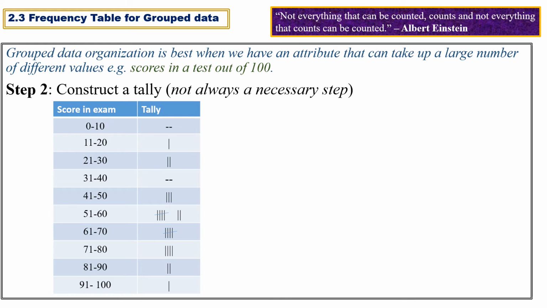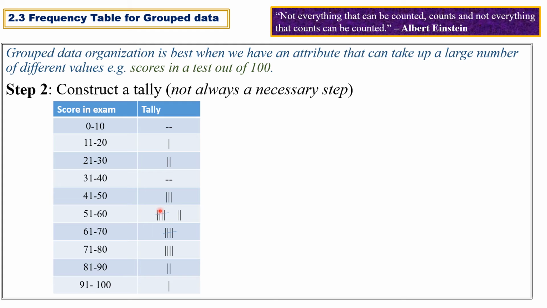Next, you would construct a tally, and again, this is not always a necessary step, but it is highly recommended to avoid mistakes. So what we have here is in the range from 0 to 10, no one scored that amount, so your tally will be 0. In the range 11 to 20, one person scored that, so you have 1 stroke. 2 strokes for the group 21 to 30, none for 31 to 40, and completing this tally column, you have these different strokes and bundles.